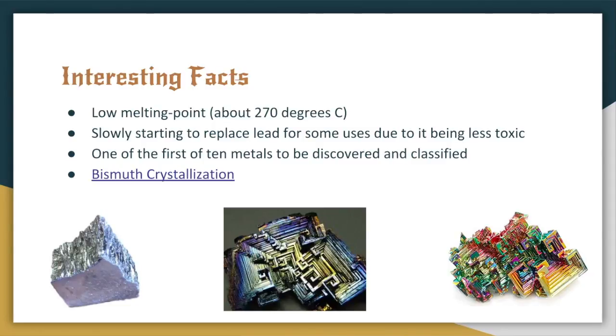Recently, like in Flint, Michigan, they had lead pipes, and the water was corrosive, which led to lead poisoning in their water. If they were to switch to bismuth, that wouldn't happen. So people have started to realize that and use it due to it being less toxic than lead. It was also one of the first 10 metals to be discovered and classified on the periodic table.